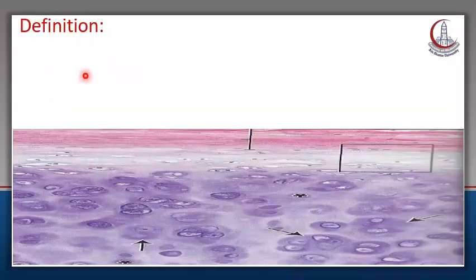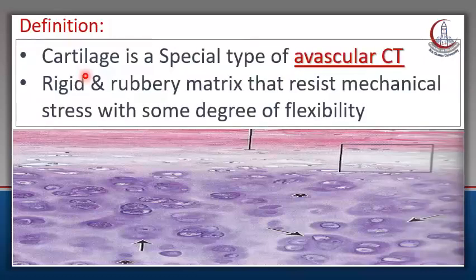To begin with the definition of cartilage, cartilage is a special type of connective tissue, so it has all characters of connective tissue as being derived from mesoderm, as it is formed of cells separated by a good amount of intercellular substance. Cartilage differs from the connective tissue in that it is avascular. It does not contain blood vessels. The intercellular substance is characterized also by being rigid and rubbery, which gives it some degree of flexibility. It is very important to know that the cartilage is an avascular type of connective tissue, and does not contain blood.